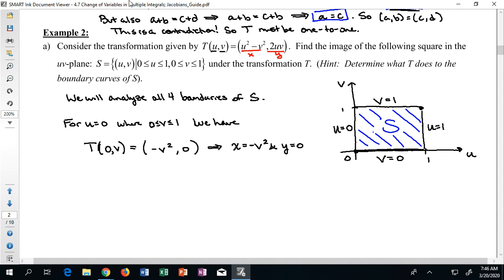Right? This is what I end up with for this transformation. So I can say that if I was to take a look at this, we have that y is going to be equal to 0 all the time here. And x is always going to be equal to negative v squared, and v is a number that goes from 0 to 1, then x is going to be a value that also takes on a specific range. Notice if v is a 0, x would be a 0. If v is a 1, x is a -1. So I can go ahead and claim this.